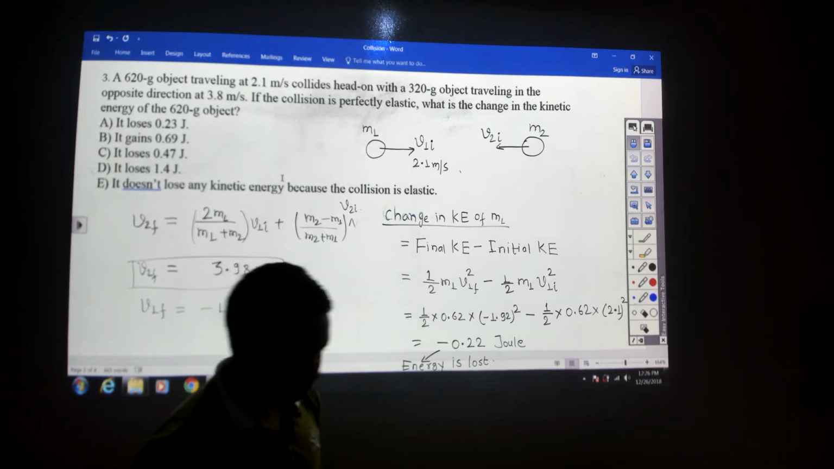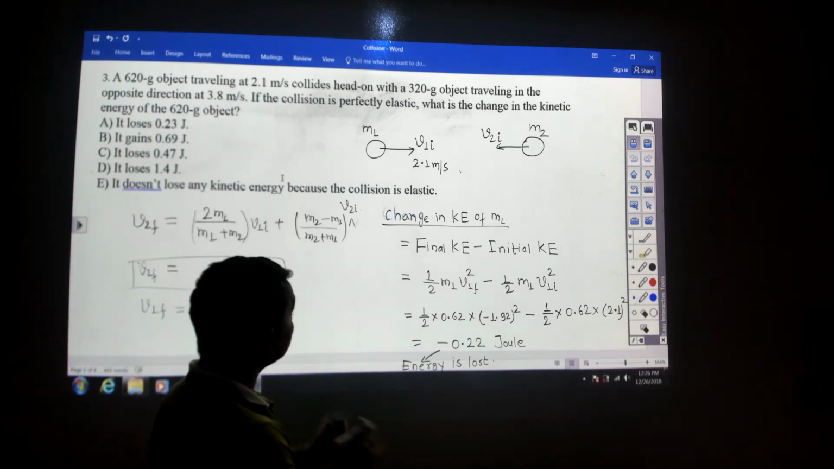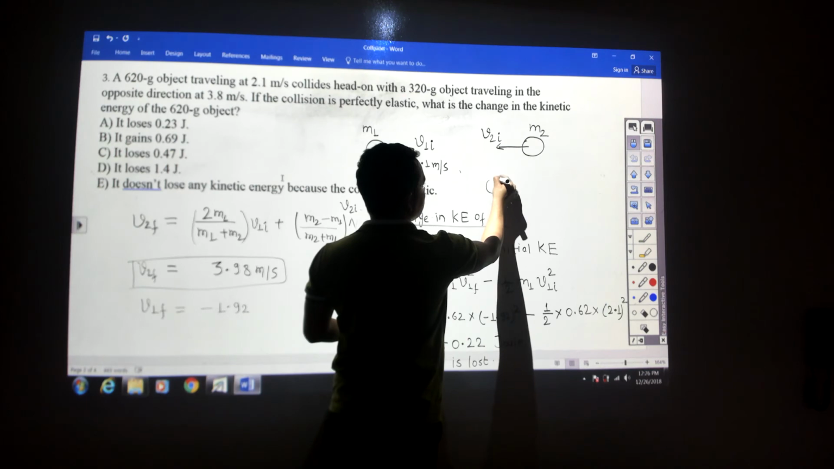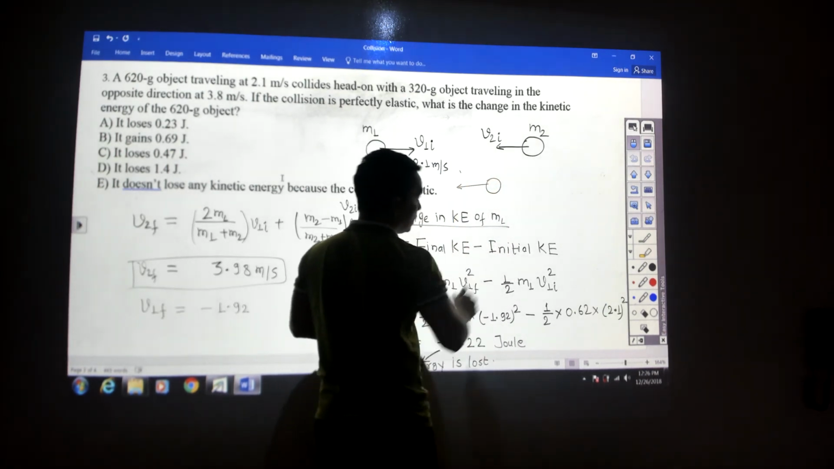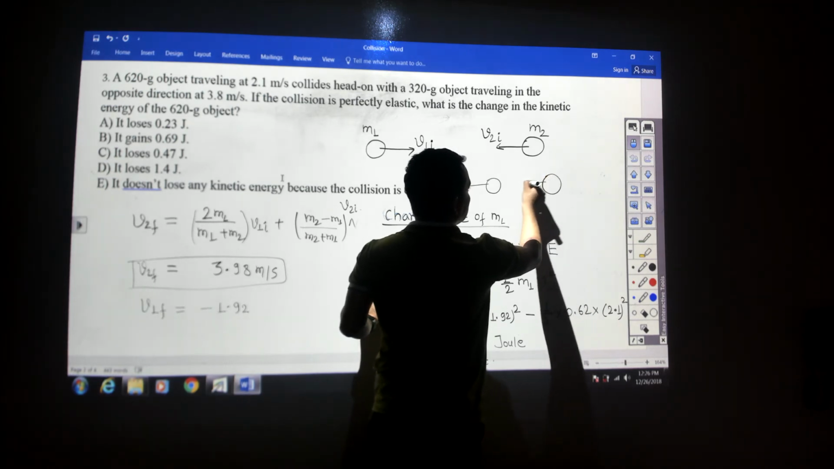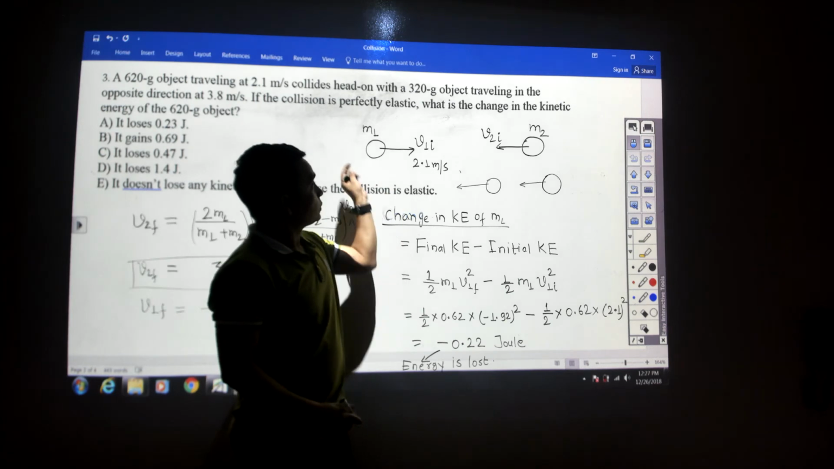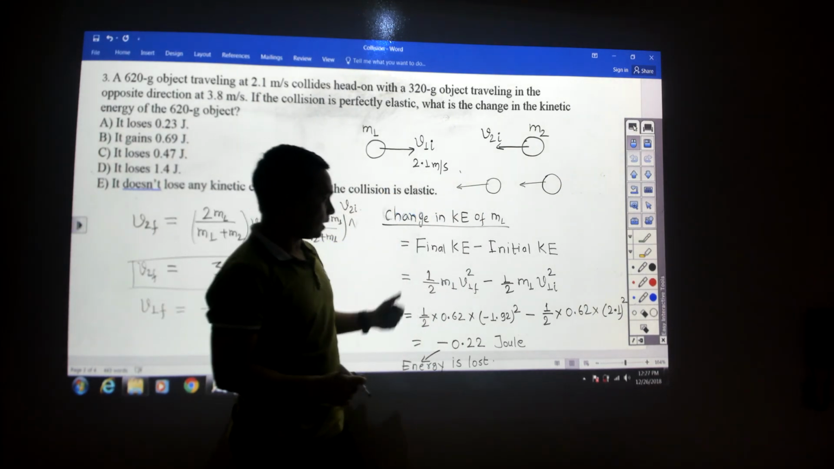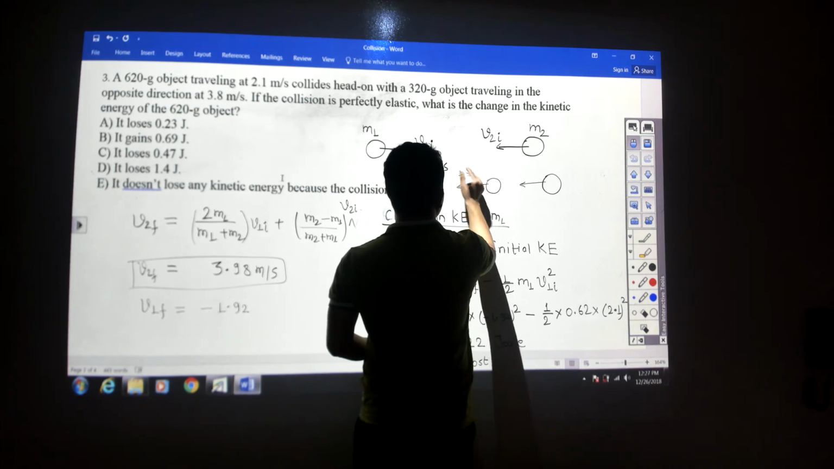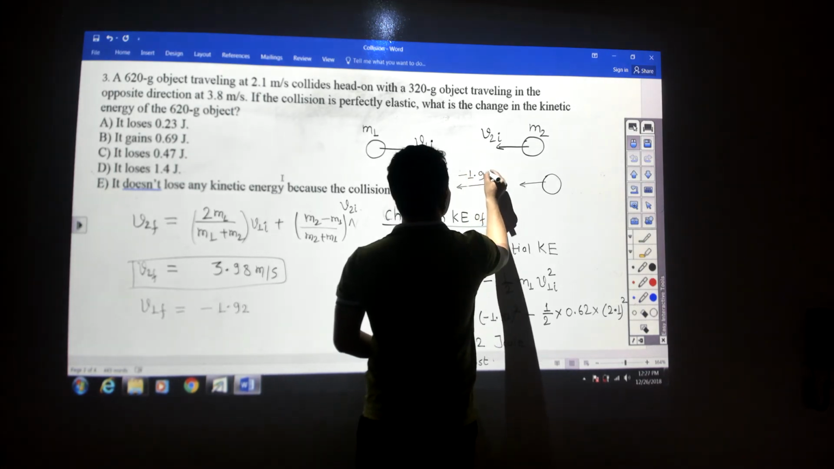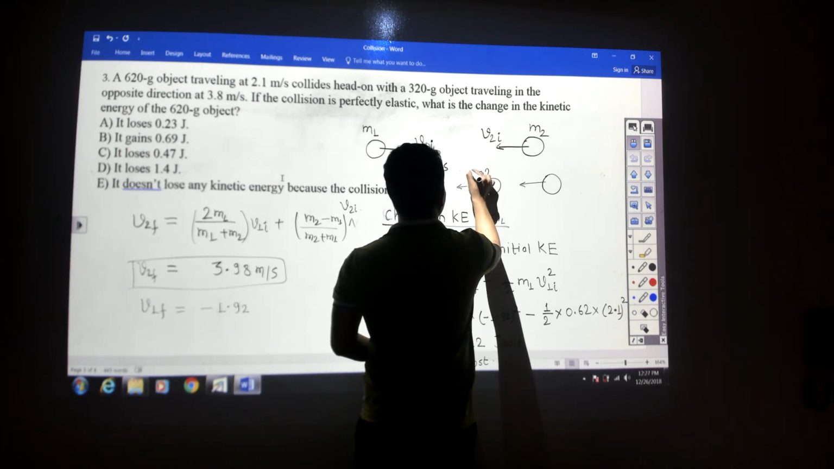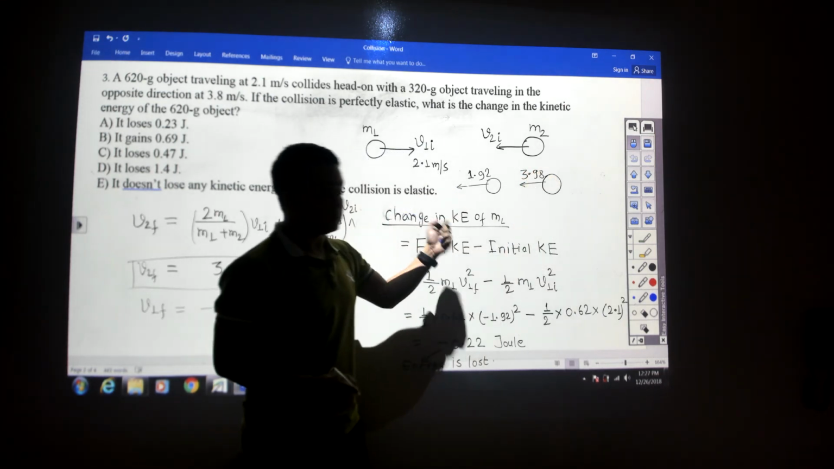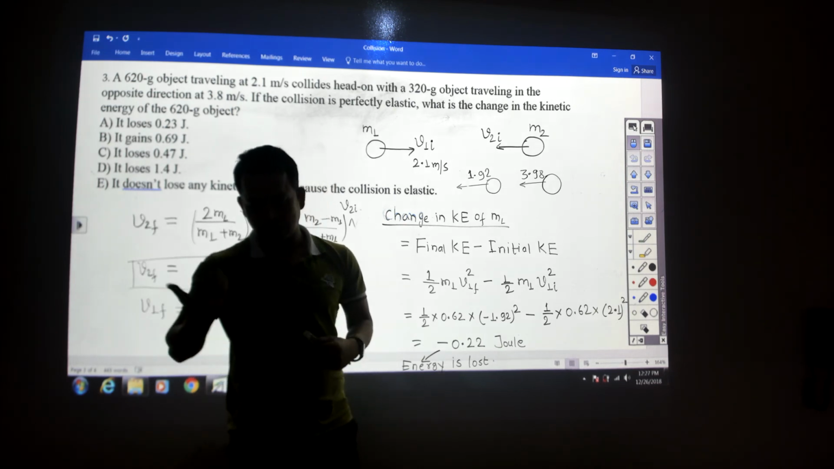One thing I need to mention here: after the collision, what happens? This is before collision, and after collision this object starts moving in this direction, and the second object starts moving in the same direction. So once this object approaches and collides, both objects start moving in the same direction. The velocity of this object after the collision is negative 1.92, and this one would be 3.98 meter per second. So after collision, both start moving in the same direction.